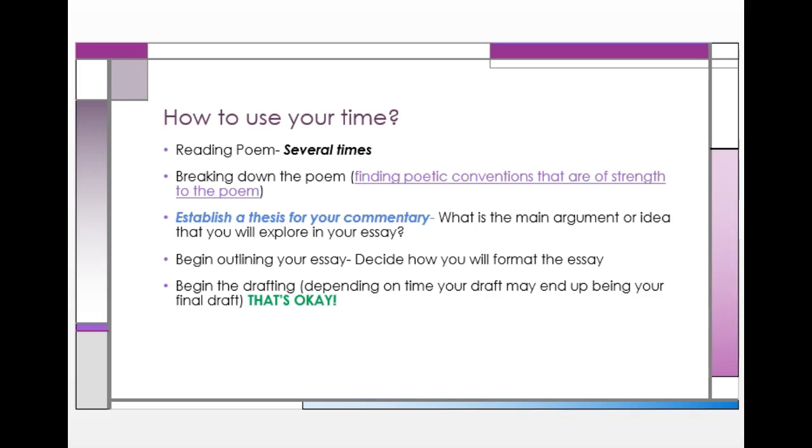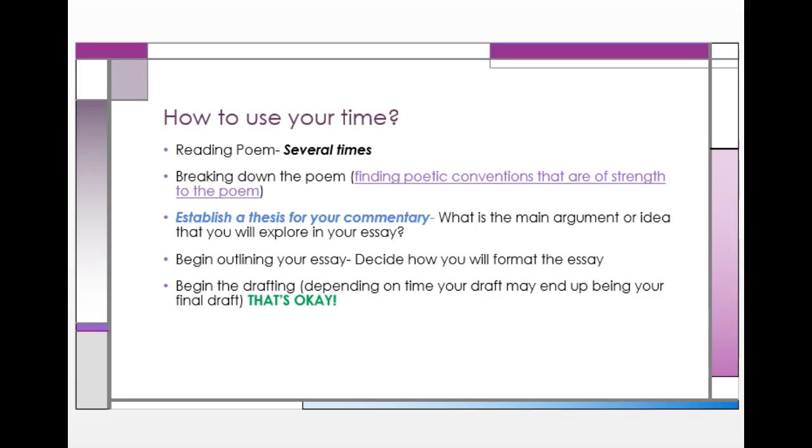Then you're going to want to take some time and establish a thesis statement for your commentary. So what is the main argument or idea that you're going to explore in your essay? So what is it that you're going to say that this poet is doing? And then you're going to begin outlining your essay. So you're going to decide on the format of your essay, which is, what points are you going to argue first, second, third, fourth, etc. So you're going to outline that, and then you're going to begin drafting.